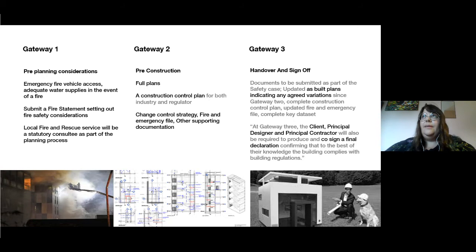There is an understanding that many projects work under the design and build method, so it would be potentially staged between different points, substructure, superstructure, but each of those elements would need to be signed off before construction could start. And then we would be looking at Gateway 3, which would be the handover and sign off. All of that set of information that's being collated through the design process, including as-built plans, would need to be collated, and this information would sit within that safety case, which would then be approved by the building safety regulator before occupation could happen. One of the key points that came out of this was that there would be a need for the client, the principal designer and the principal contractor to co-sign a final declaration.